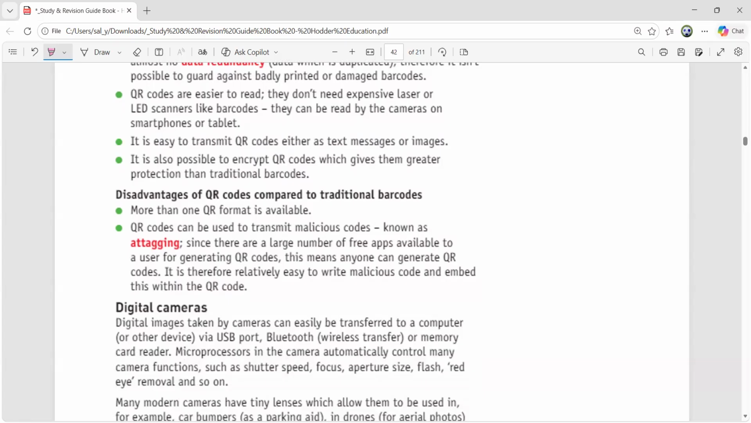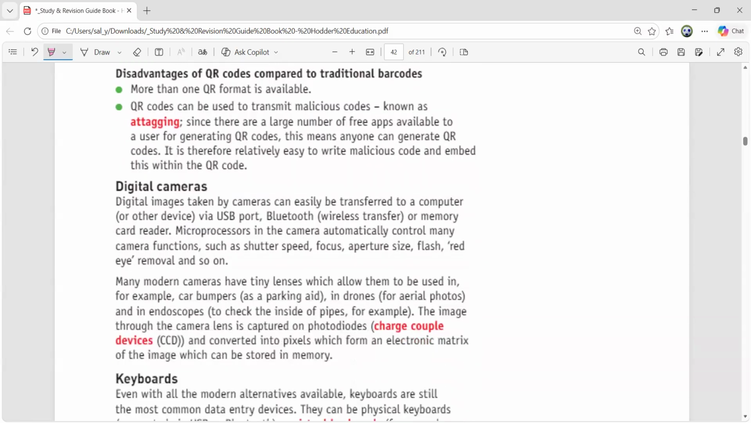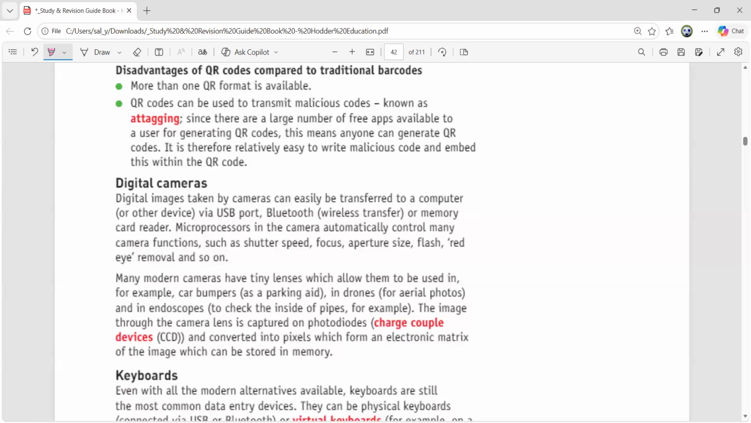Here we can see the digital cameras are basically taking the images and sending them to the computer. You can store them in a computer using the USB port, and you can transfer them through Bluetooth, and they are stored on the computer. They can be transferred to people. They can be transferred through the internet.